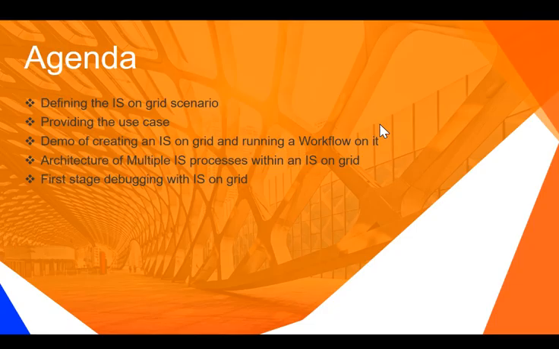So first let's decide on the agenda. I'm going to define this IS on Grid scenario. Secondly, provide the use cases where such a setup could be useful. Then a demo of creating an IS on Grid from the admin console and then running a workflow on it. In the end, I'll try to explain the multiple IS process architecture and how multiple integration service processes work within one single integration service, which is running on a grid. And I'll close with some first stage debugging tips for integration service on grid.